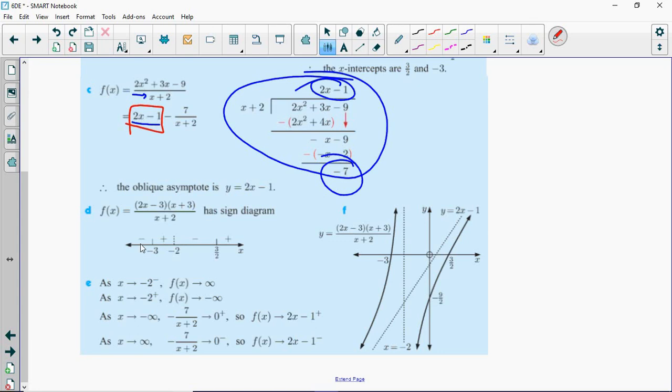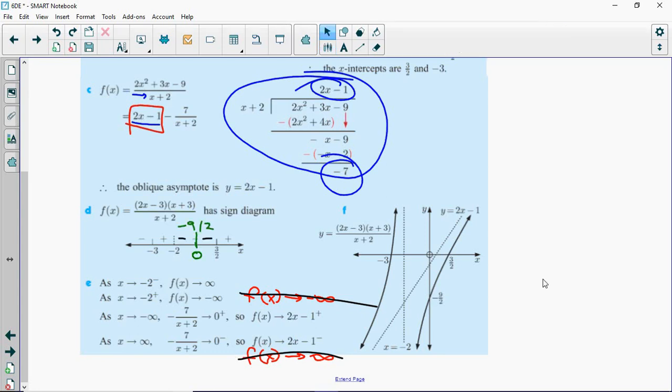As x approaches negative infinity, what we used to write would have been f of x approaches negative infinity, because the sign diagram says f of x is going down. And likewise, we used to say as x approaches positive infinity, f of x is approaching positive infinity. But now, we're not going to say that. Instead, we're going to say that f of x is, in both of these cases, approaching the line 2x minus 1. And then we just need to state whether it's approaching that line from above or below.